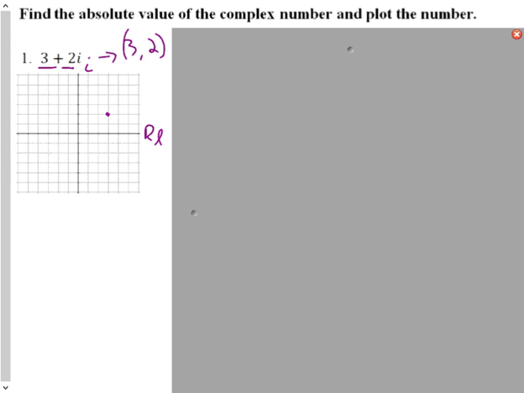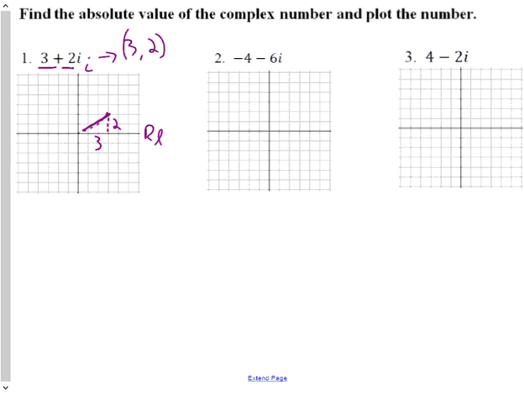Now think about it. How far is that away from 0? It is precisely the form we just showed you. If we try to find how far that is away from 0, we've got 2 here, 3 here, and the distance here is the square root of 3 squared plus 2 squared. So that's where that comes from.